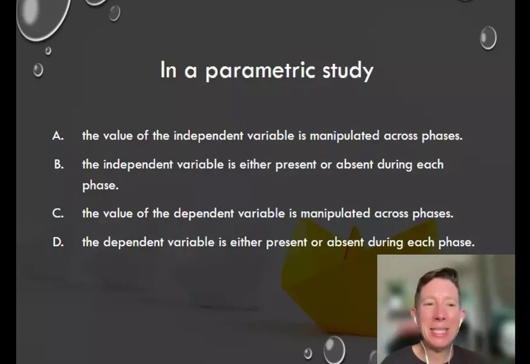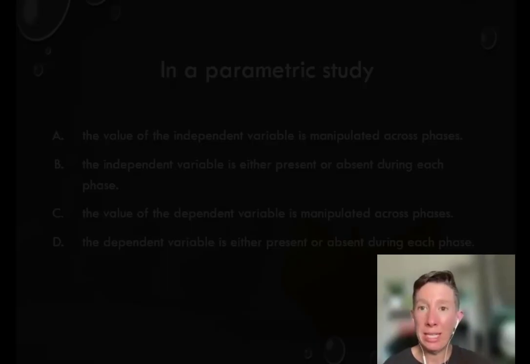So in a parametric study, A, the value of the independent variable is manipulated across phases. B, the independent variable is either present or absent during each phase. C, the value of the dependent variable is manipulated across phases. Or D, the dependent variable is either present or absent during each phase.